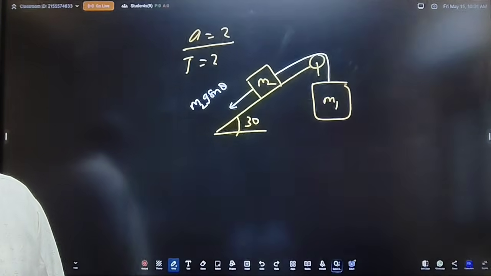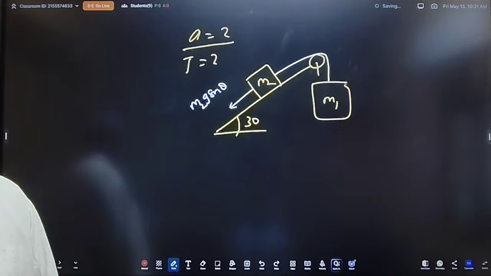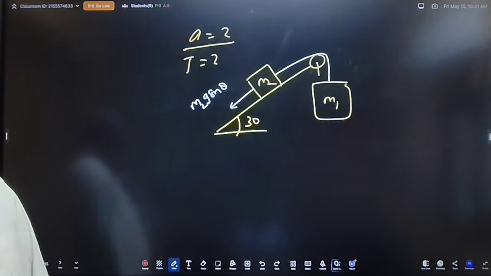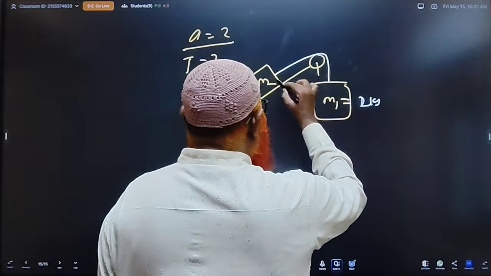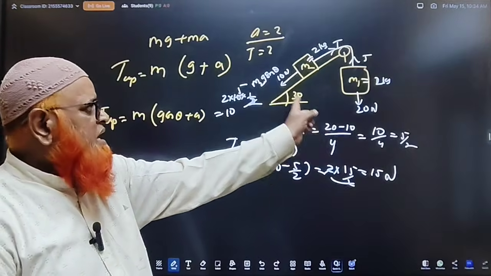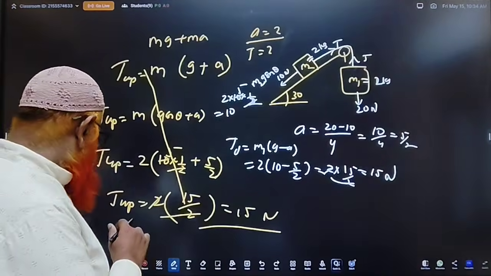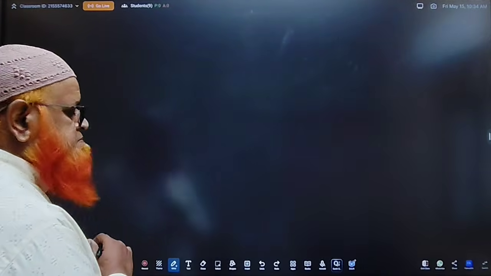You all know this, or should I derive it? You know everything? You know or not? Or should I show you? No need, so you got it ready. So first find out the sum: the 2 kg on this side, and there mg sin theta, that is 1 by 2. This is a simple technique I am using to solve the problem.